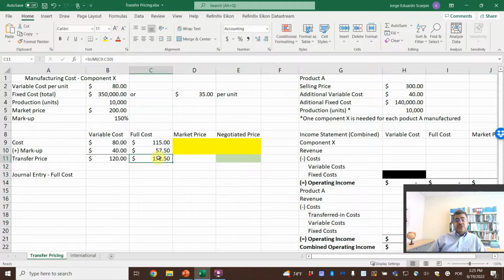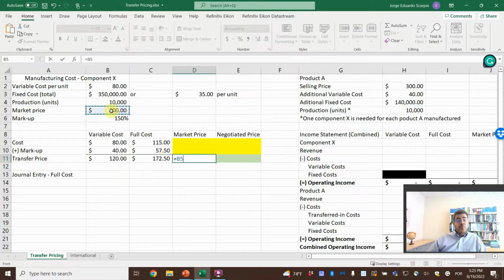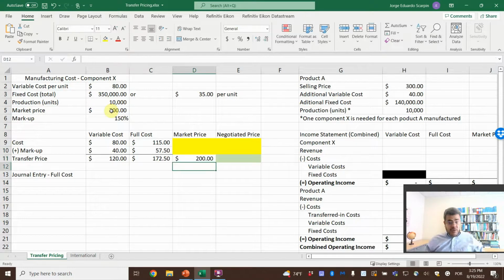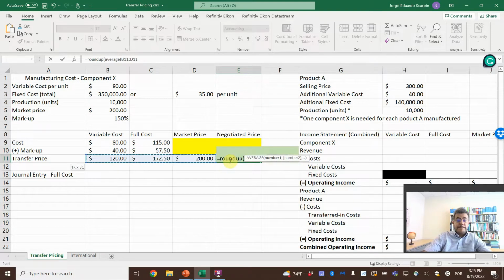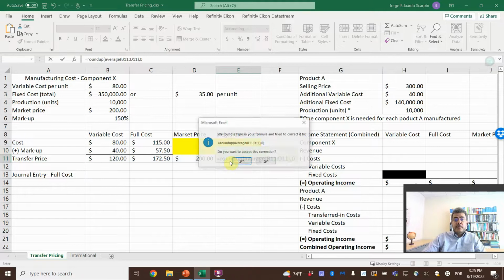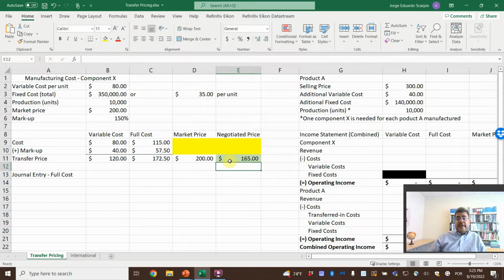So 172.5. The market price would be only 200. So we don't need to go on the cost markups and so on. And negotiated price. So, okay, we are negotiating, and let's assume that we will round up the average of these prices. So here 165.